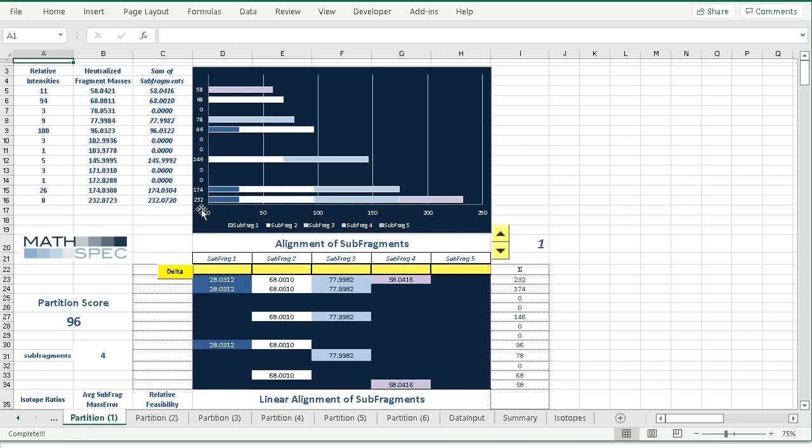Now, in addition to how many, we also look at the intensities, or relative intensities.